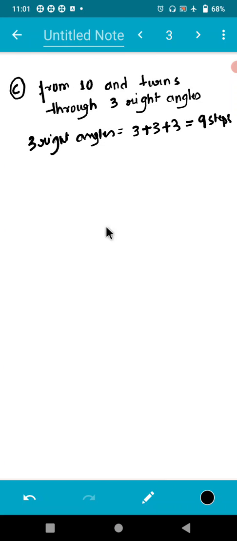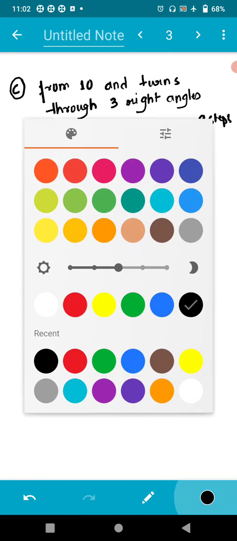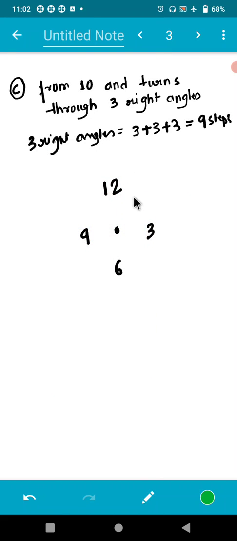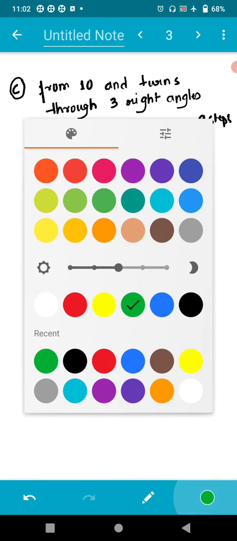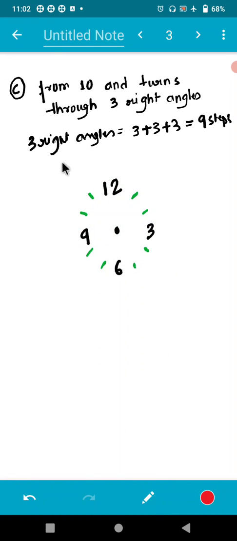Fine. So now let us move. That is 12. This would be 3. This would be 9, and this would be 6. So this is a middle point. So 1, 2, 4, 5, 7, 8, 10 and 11. Now initially the clock hand is facing 10. Here is 10. Okay, so now the clock hand is facing 10.